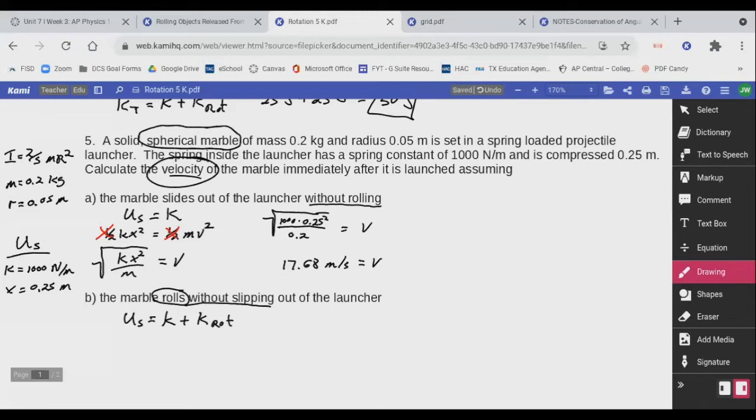All right, so we've got both going on here. And again, our spring potential is calculated by, what is it? 1/2 kx squared. Yes, 1/2 times k times x squared is equal to 1/2 mv squared plus 1/2, what did we say it was, I omega squared.